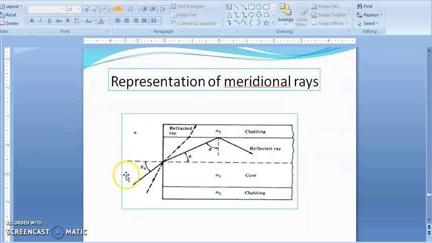See this diagram. This is the incident ray. This is your reflected ray. Actually, this reflected ray, as it propagates, strikes the axis. Then once again, it will be reaching this point, it will be internally reflected and moving on. This is called meridional rays we say.